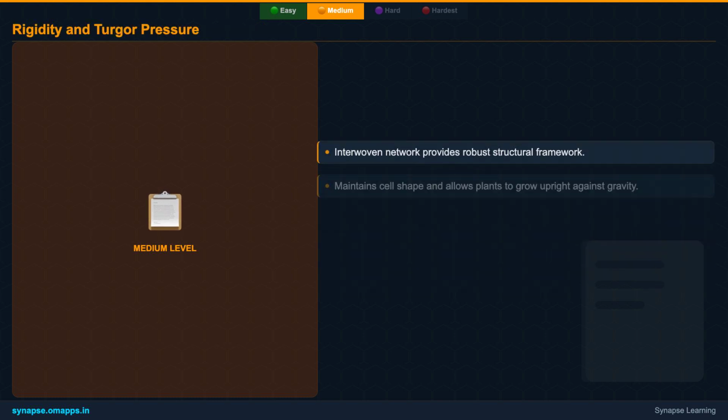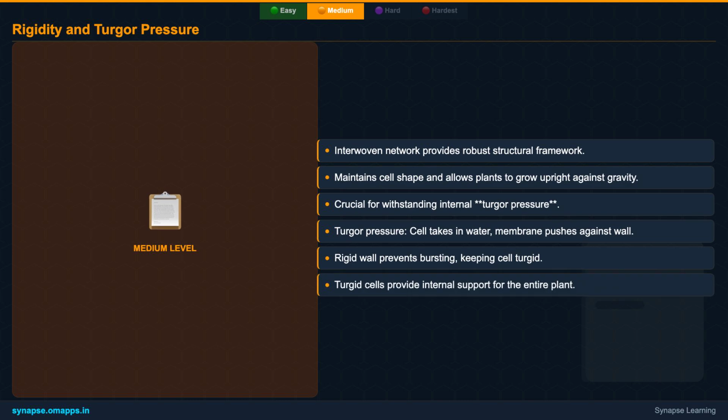One of the cell wall's most critical roles is providing rigidity and maintaining turgor pressure. The sturdy network of cellulose and other polysaccharides allows plants to resist gravity and stand upright. More importantly, it acts as a pressure vessel.